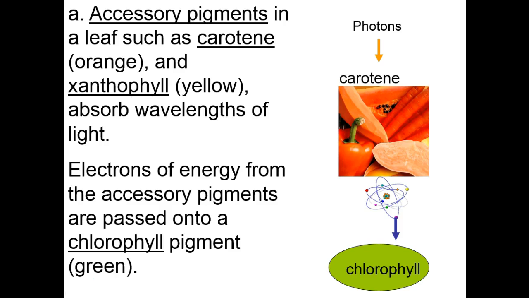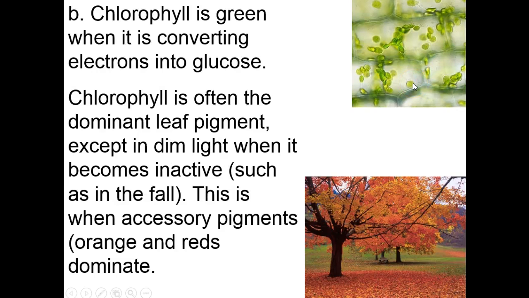They take those different wavelengths, reds, orange, yellow, violets, and they're going to convert those into an energy that's passed on to the chlorophyll. So carotene, xanthophyll, other accessory pigments are going to pass on whatever they captured to the chlorophyll. The chlorophyll is green, and that's what makes a plant green, except when there's dim light in the fall, then the chlorophyll becomes inactive and we see the accessory pigments that are always there, but they're covered up by the green.